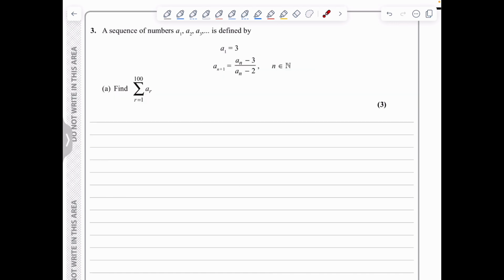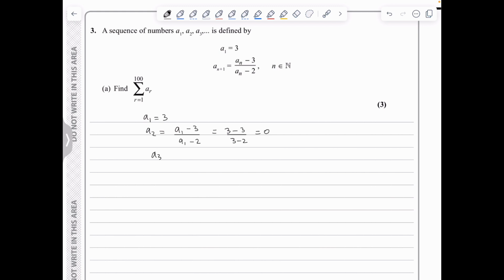In question 3, we've got this sequence of numbers a1, a2, a3 defined recursively. We start at 3, and then we use a(n+1) is a(n) minus 3 over a(n) minus 2 to generate the next term, and we need to evaluate the sum of the first 100 terms. Well, to do that, we need to identify the values for the first few terms. So we know that a1 is 3, so a2, the next term, is the previous minus 3 over the previous minus 2, which is equal to 3 minus 3 over 3 minus 2, which gives an answer of 0.